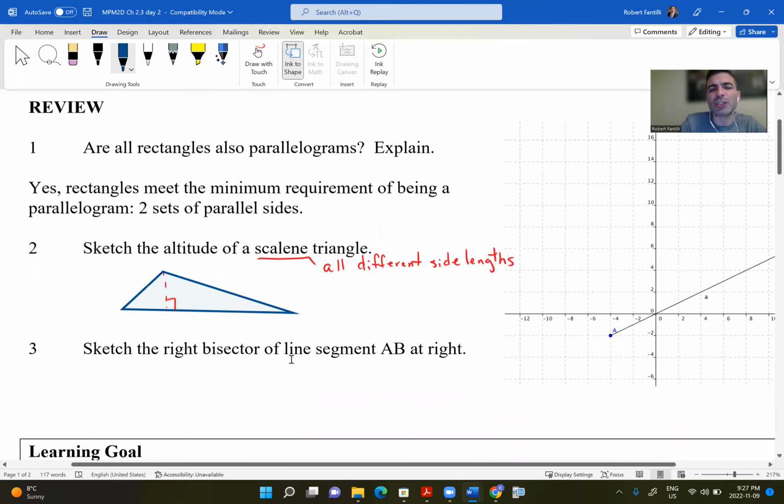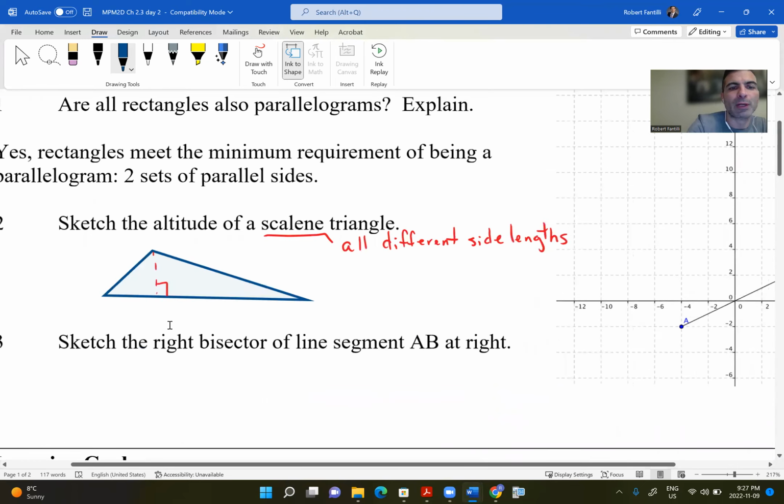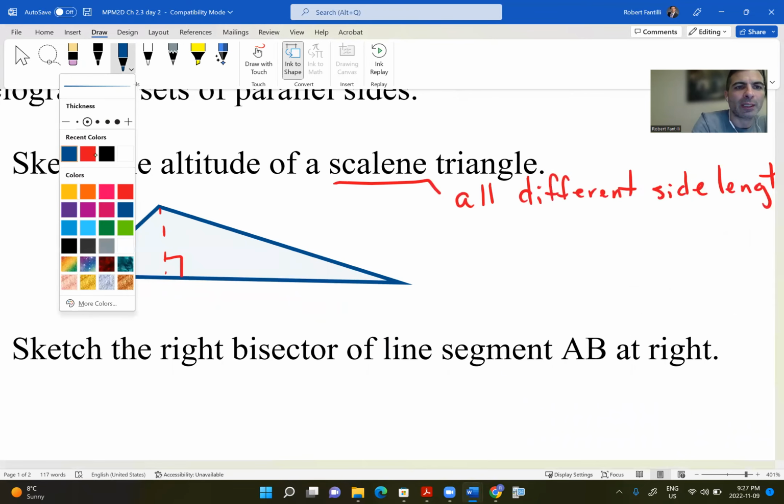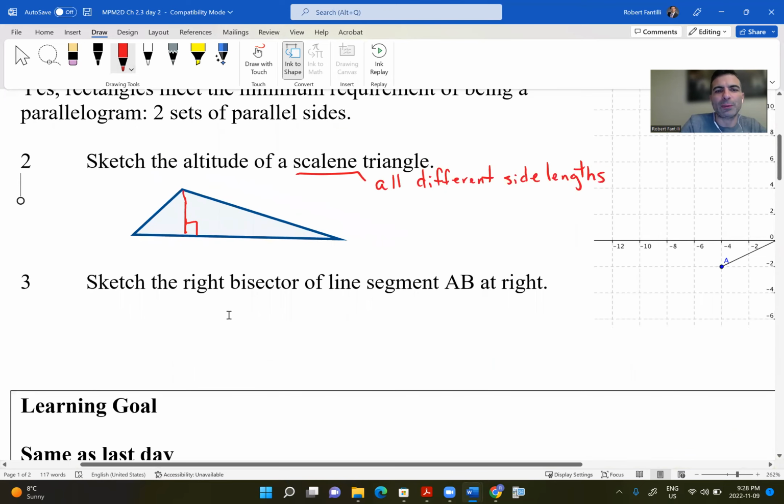But if you're sketching a scalene triangle, just remember it has all three different side lengths. That's what a scalene is. If it has three different side lengths, it's going to have three different angles as well. So to sketch the altitude of that, I would just draw a perpendicular line. Remember, the altitude is a perpendicular line, and do that right there. There you go. And that is the altitude of a scalene triangle.